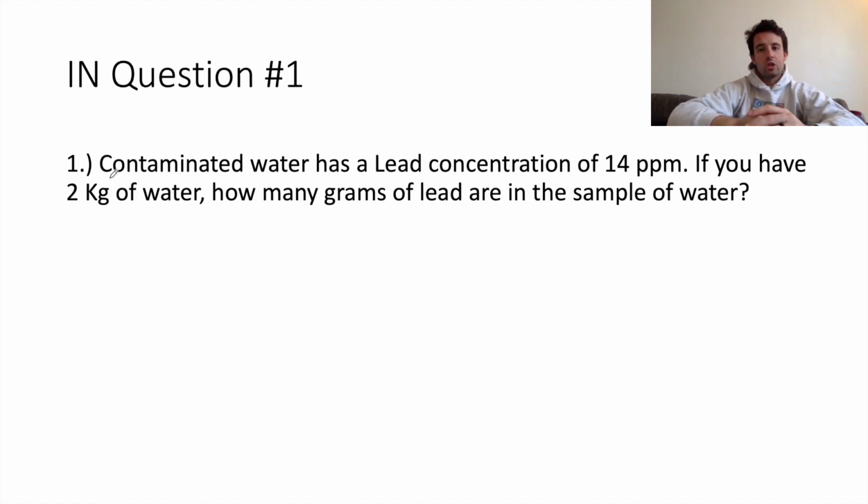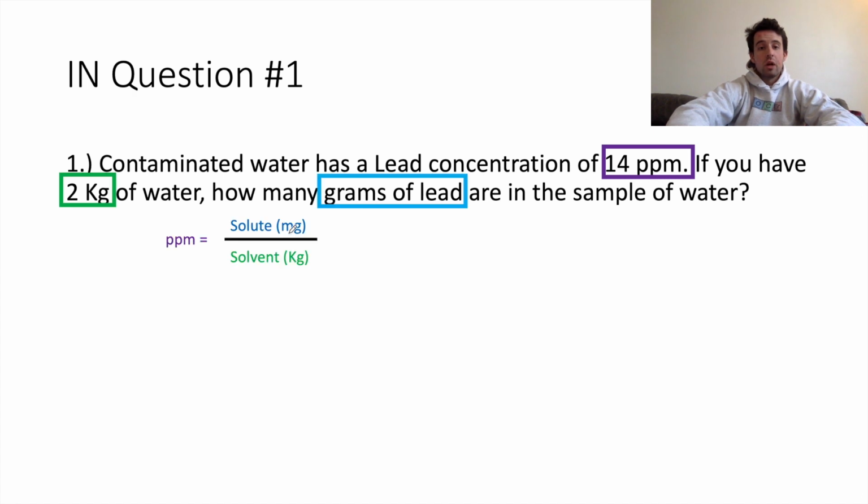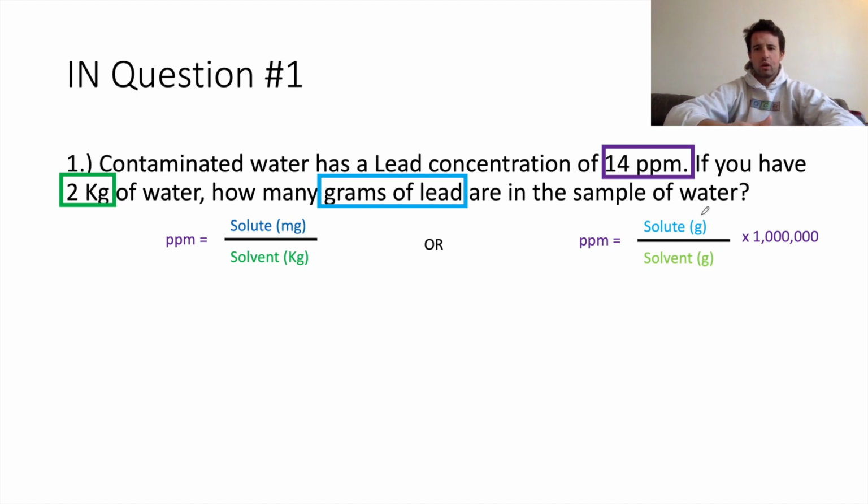Okay, here's the first question. And here, remember with parts per million, there's two equations we can use. On the one side, we can use ppm is solute in milligrams divided by solvent in kilograms. That's one way. Or we could do solute and solvent, but they're both in grams, and then you have to multiply whatever that quotient is. You got to multiply that by 1 million. I think that's right. An answer of two numbers divided by each other, that's called a quotient, right? That's a flashback to math.